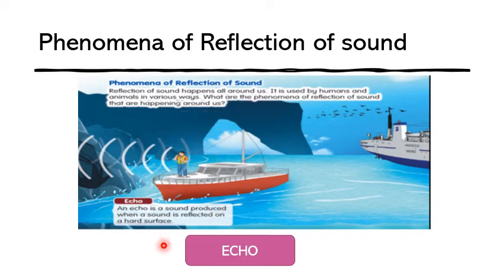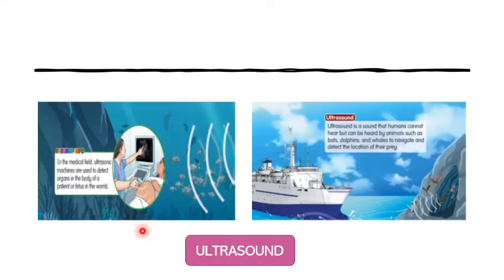Number one is echo. An echo is a sound produced when a sound is reflected on a hard surface. Second phenomenon is ultrasound. Ultrasound is a sound that humans cannot hear but can be heard by animals such as bats, dolphins, and whales to navigate and detect the location of their prey. In the medical field, ultrasonic machines are used to detect organs in the body of a patient or a fetus in the womb.